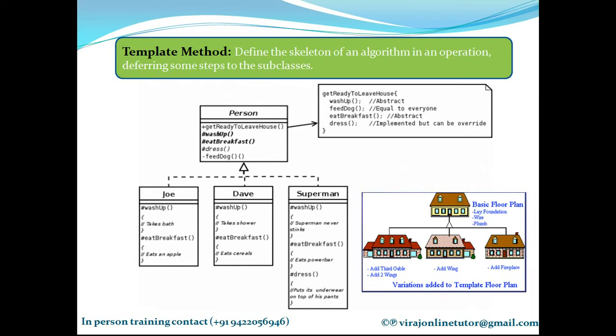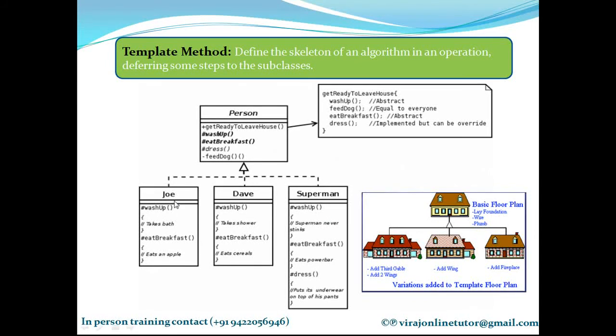but each step in the algorithm I can defer to the subclasses based on the context. So for example, in this example, wash up is abstract. That means wash up is not implemented in the base class. So that is implemented in each of the derived classes. So let's see how it is implemented. Wash up is not implemented in the base class, but it's implemented in the derived classes.